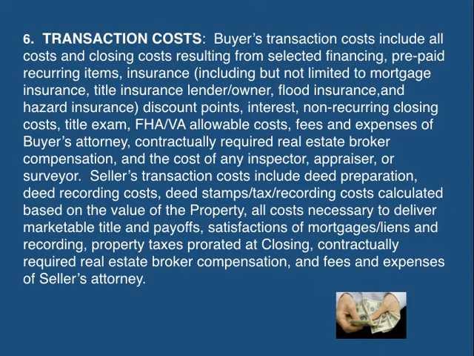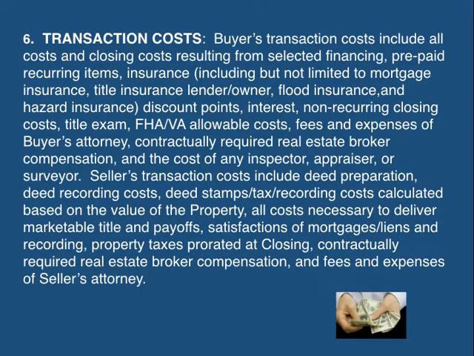Your contract form spells out specifically what the different costs are. It's all listed here for you. First, it lists the buyer's transaction costs. Buyer's transaction costs include all costs and closing costs resulting from selected financing, prepaid recurring items, insurance, including but not limited to mortgage insurance, title insurance, lender-owner, flood insurance, and hazard insurance, discount points, interest, non-recurring closing costs, title exam, FHA, VA allowable costs, fees and expenses of the buyer's attorney, contractually required real estate broker compensation, and the cost of any inspector, appraiser, or surveyor.